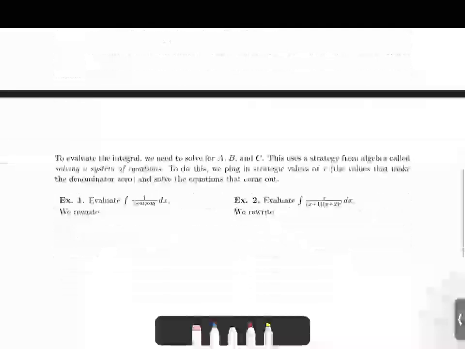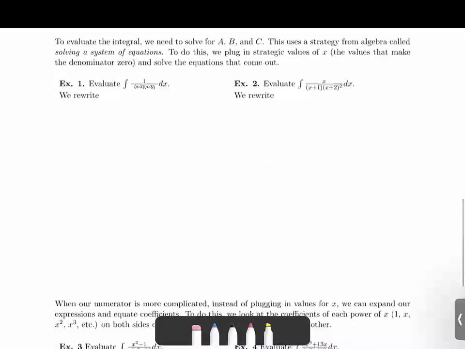So to solve for A, B, and C, we're going to use a strategy from algebra called solving a system of equations. So this phrase may be familiar to you. You may have heard it in a previous algebra class. In most high schools in Texas, we learned this in Algebra 2. So to solve this system, we're actually going to use a slightly different strategy than we would have used in high school. Because in high school, most of the time we're solving for x, but here we're solving for A, B, and C, and we're going to use x instead of solve for it.